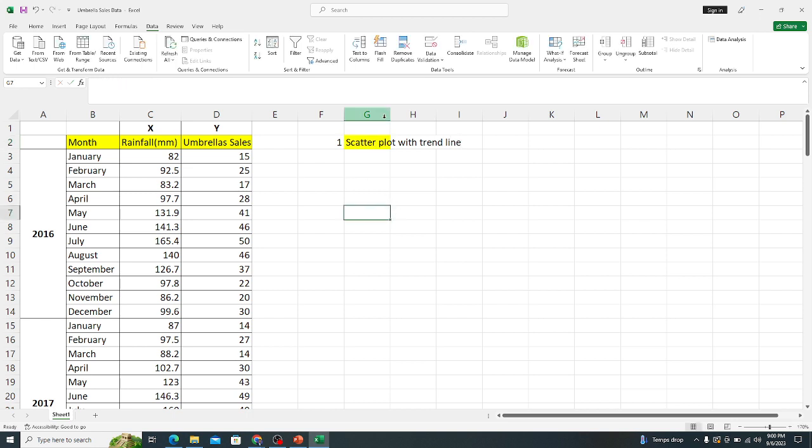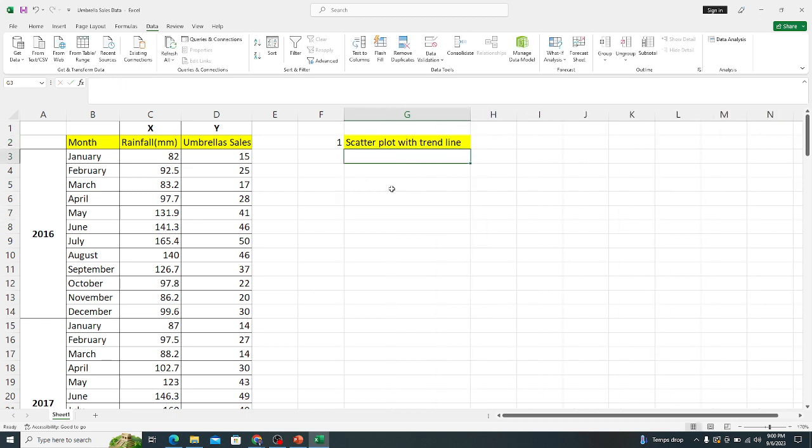Okay. Yes. So this is our first method. Basically, we'll just insert a scatter plot. That will be our first objective.